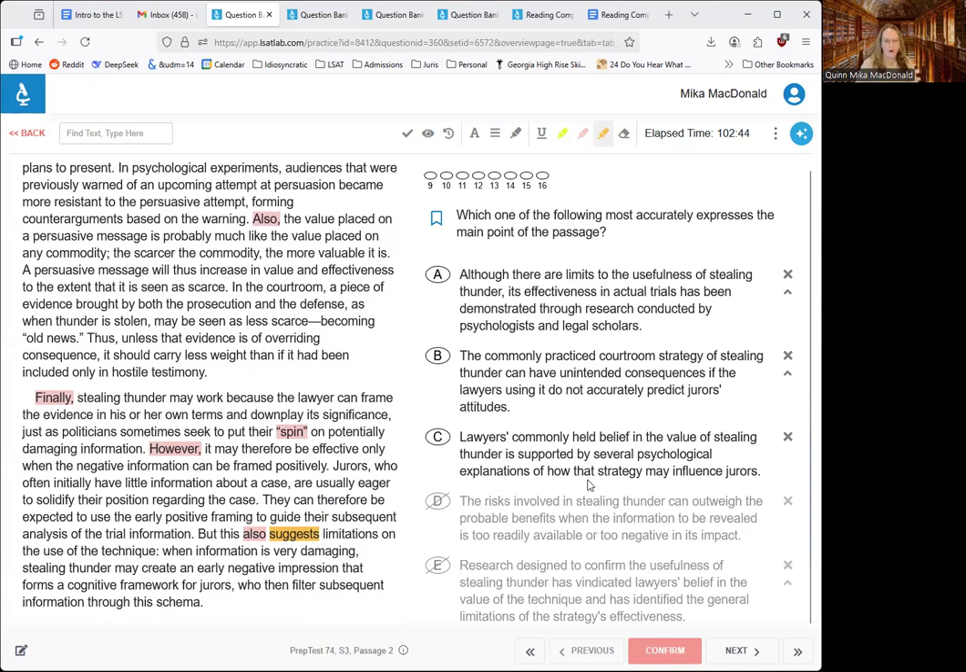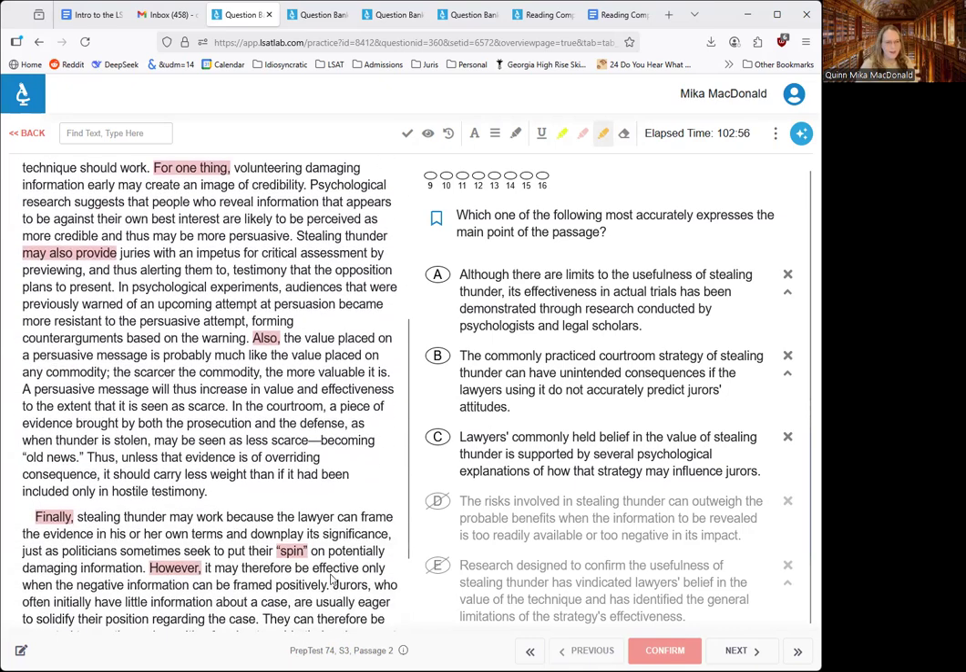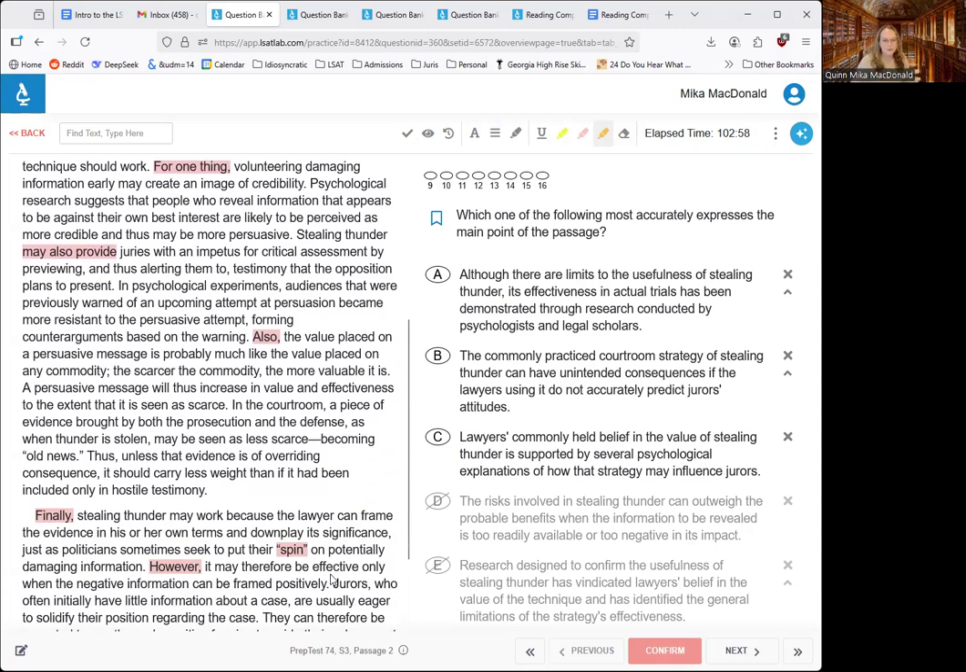C feels small, right? But it is 100% accurate. There is nothing incorrect about what is said in C, right? And it broadly captures what the author's trying to do, which is explain the basis for thinking this works, which is almost entirely psychological research based.